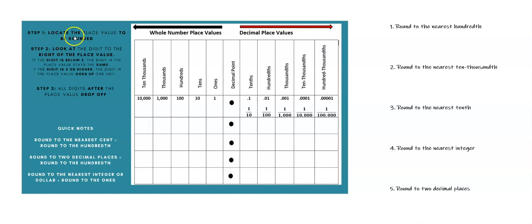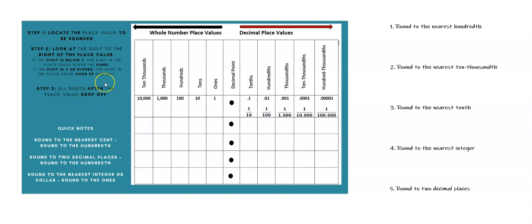Step 1, locate the place value to be rounded. Step 2, look at the digit to the right of the place value. If the digit is below 5, the digit in the place value stays the same. If the digit is 5 or higher, the digit in the place value goes up 1 unit. And step 3, all digits after the place value drop off.